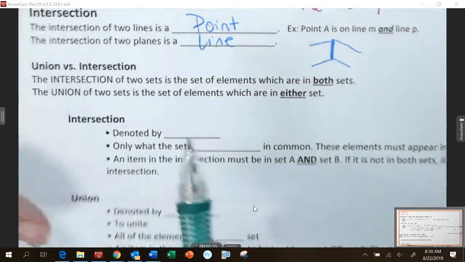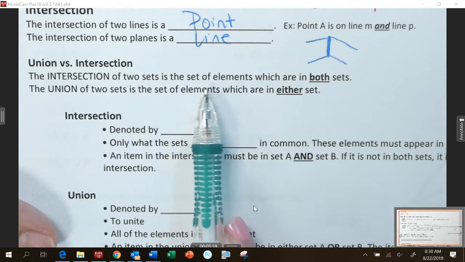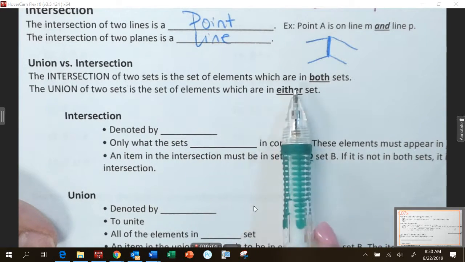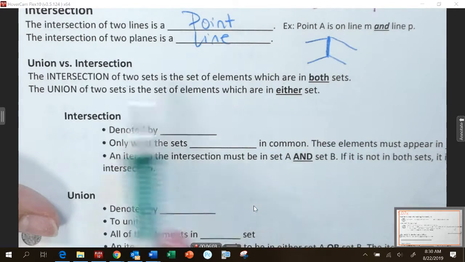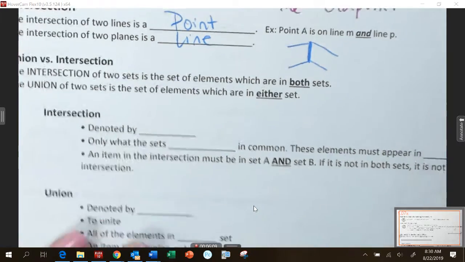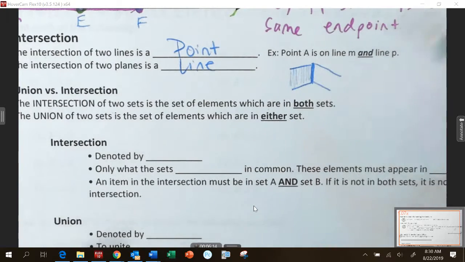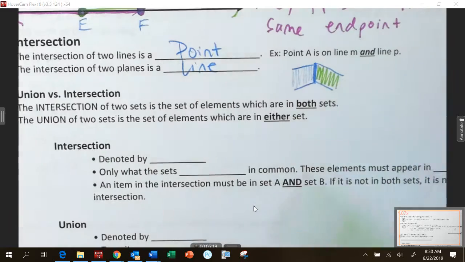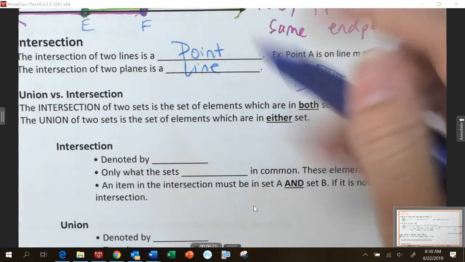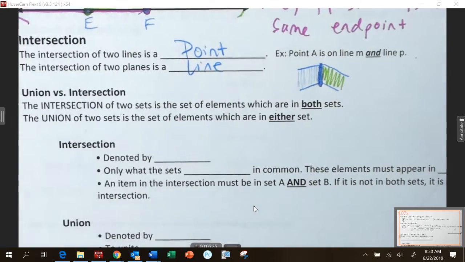Okay, now we're starting new stuff. The intersection of two sets is the set of elements which are in both sets. Intersection is something that has to be in both. So when we talk about the intersection of this wall and this wall, what's in both? The corner of the room. That's the part that's in both. That's the intersection.